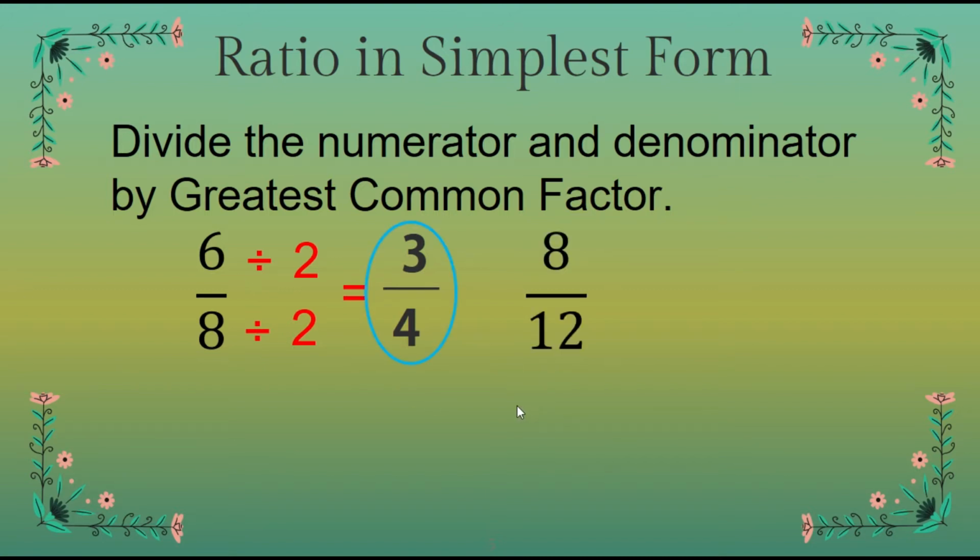So how about 8/12? What is the GCF of 8 and 12? It will be 4. So the simplest form of 8/12 is 2/3.